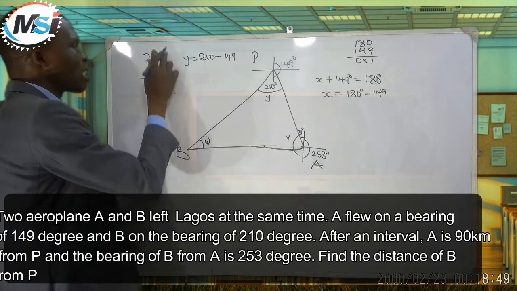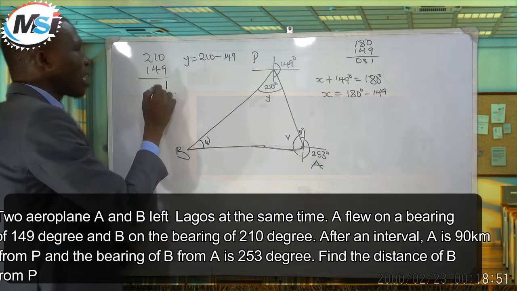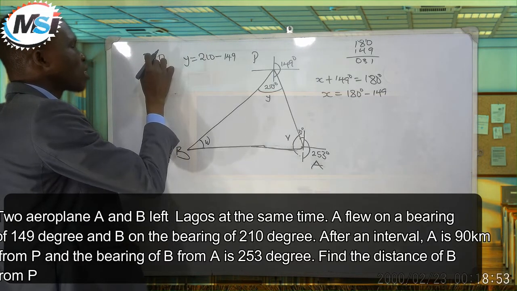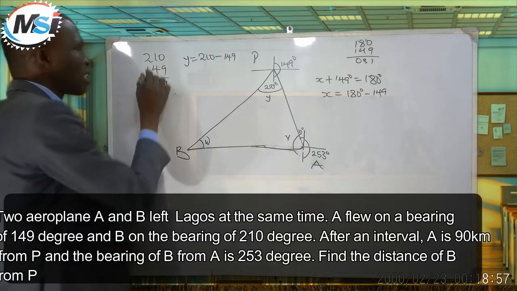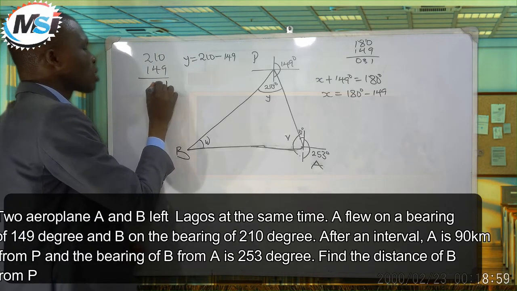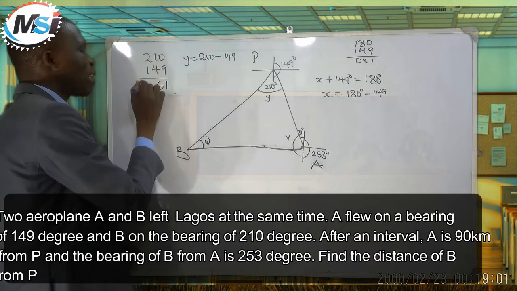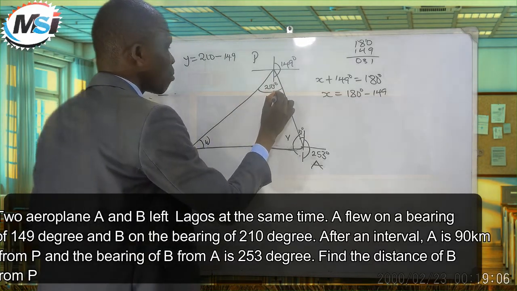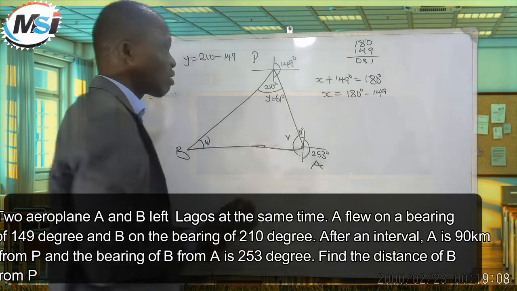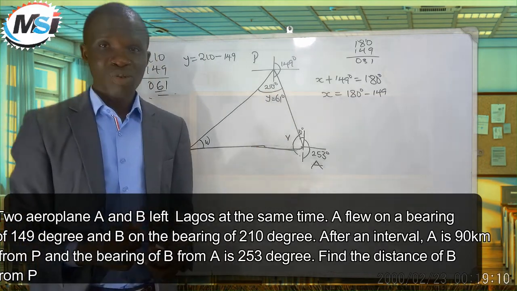This one will give us 10. 10 minus 9 will give us 1. And this one will give us a 0. Get 1 from here, this one will give us 10. 10 minus 4 will give us 6. This is 1. 1 minus 1 will give us 0. So that is telling you that y here will be 61 degrees. I believe you understand that, right?